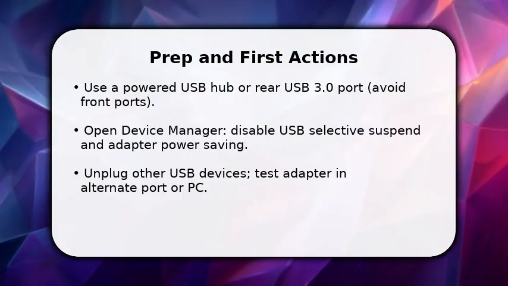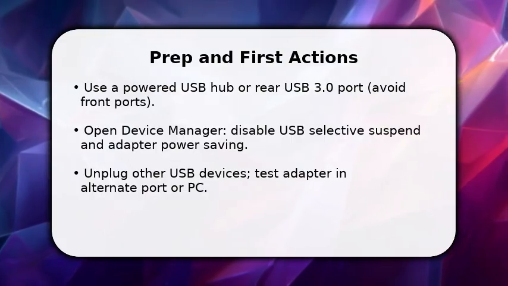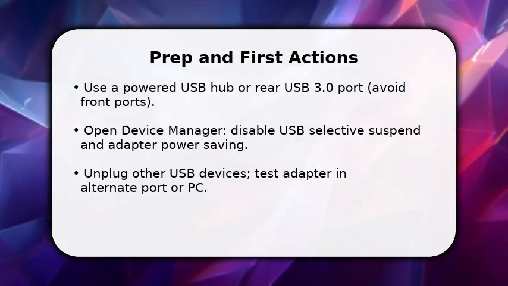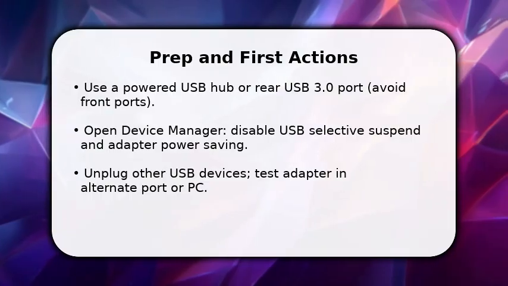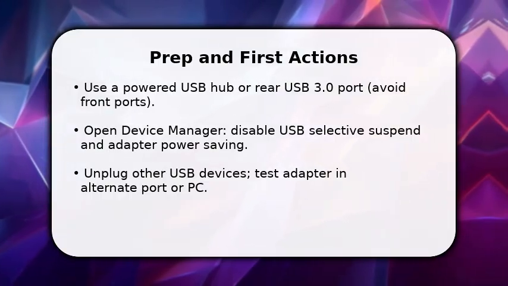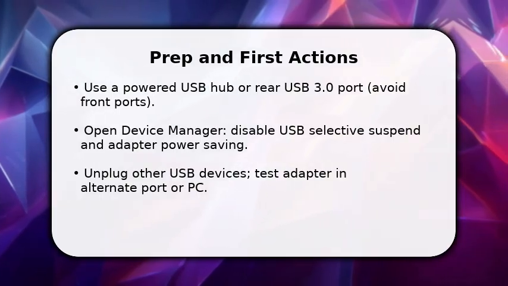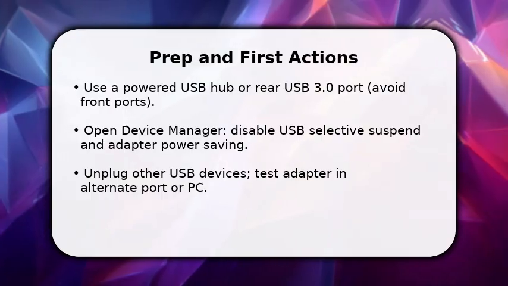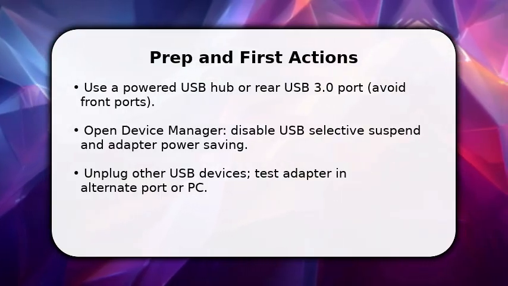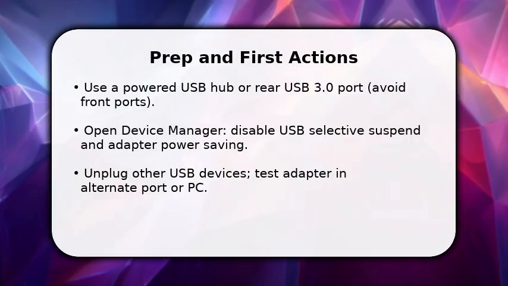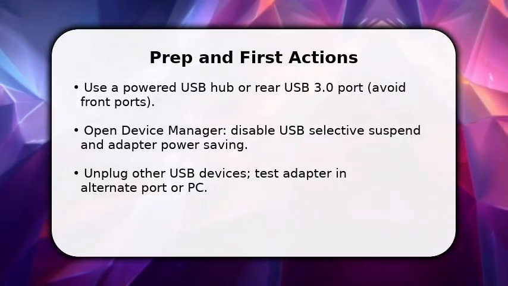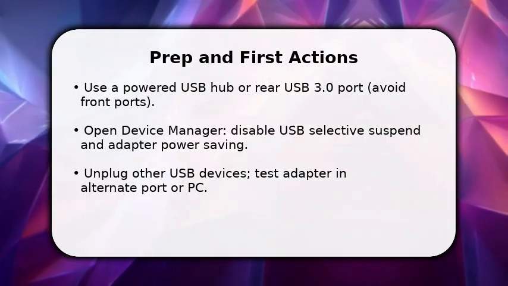You start by eliminating power and port issues. Plug the adapter into a rear USB 3.0 port or a powered USB hub. This prevents voltage drops that cause disconnects. Once done, open Device Manager and turn off USB Selective Suspend and the adapter's power-saving options so Windows won't sleep the device. Also unplug nearby USB peripherals. They can share power or bandwidth.